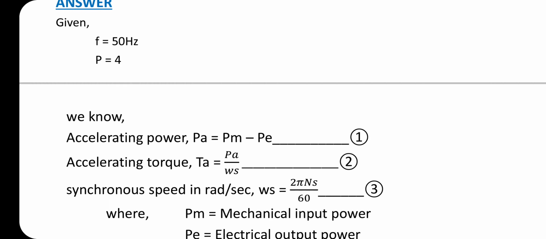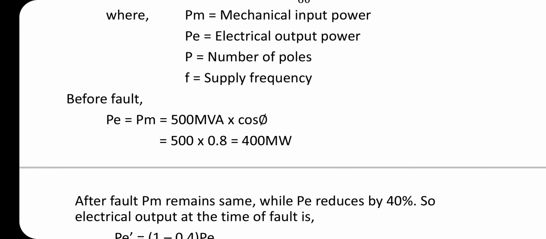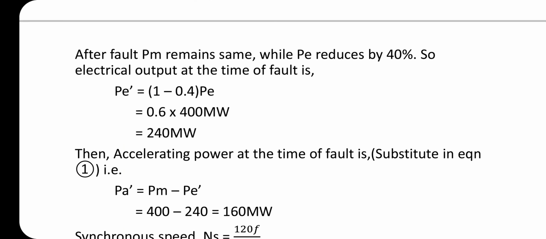Given f equal to 50 Hz and P equal to 4, we know accelerating power PA equal to PM minus PE, and accelerating torque TA equal to PA divided by WS, where synchronous speed in radian per second WS equal to 2 pi Ns by 60, where PM is the mechanical input power, PE is the electrical output power, P is the number of poles and f is the supply frequency. Before fault, PE equal to PM, which is equal to 500 MVA into cos phi. Substituting those values we get PE equal to PM equal to 400 MW.